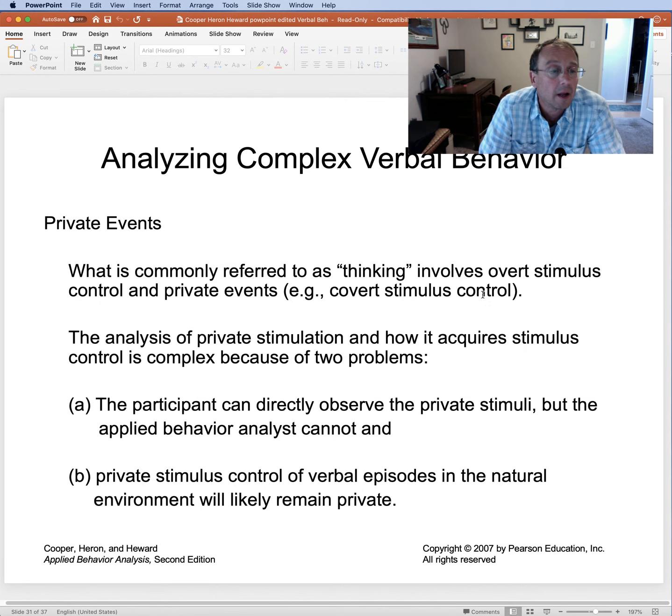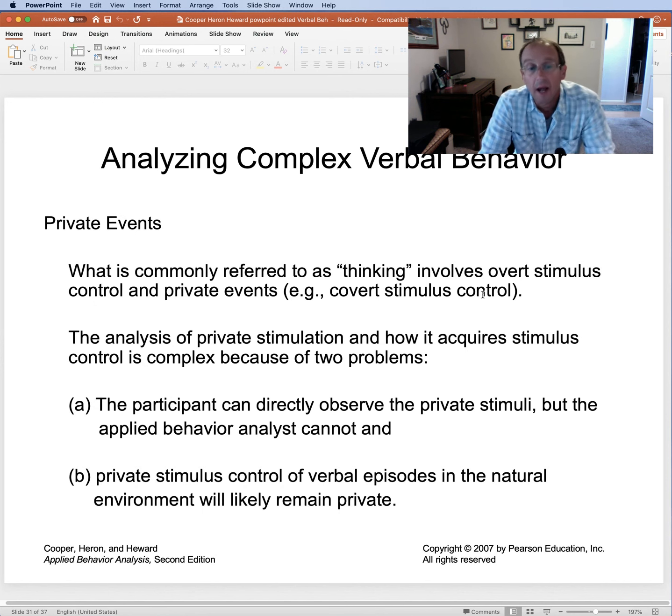Okay. All right. So here's where we get into the issue of private events and thoughts. And I've covered this previously, but I just wanted to take you through this slide right here. What is commonly referred to as thinking involves overt stimulus control and private events, covert stimulus control. Okay? So sometimes there's external events that cause us to think certain things, and sometimes we have it inside our head. Certain thoughts are a stimulus for the next thought, for the next thought, for the next thought.